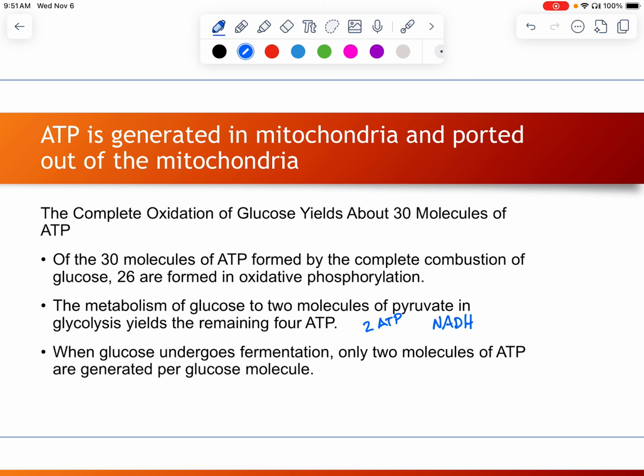If glucose undergoes fermentation, only 2 molecules of ATP are generated. And that's because if you remember in that fermentation process, the NADH, these high energy electrons that could be used to make more ATP, were used up in the fermentation process to regenerate the NAD+. So we get a little bit less ATP. So when glucose undergoes fermentation, only 2 molecules are generated. It's talking about from those 4.